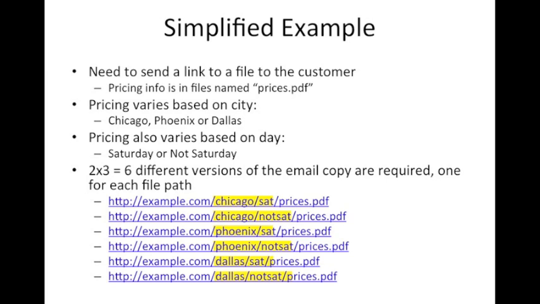And here are your examples. Example.com is a made-up domain, but then Chicago/SAT, that's the Chicago Saturday version of the prices, and then Chicago not SAT is the Chicago not Saturday version of the prices. Likewise for Phoenix and likewise for Dallas, for a total of 6.